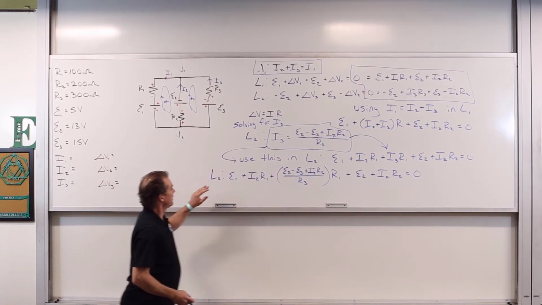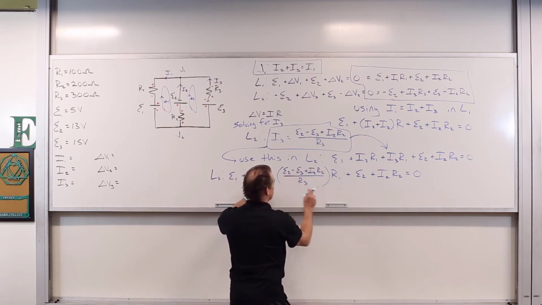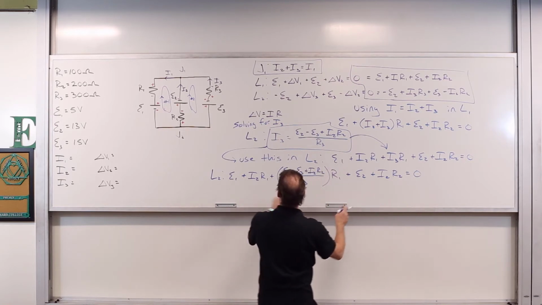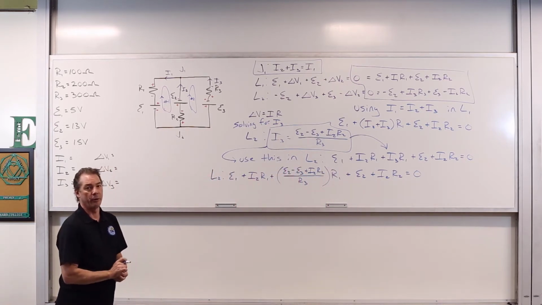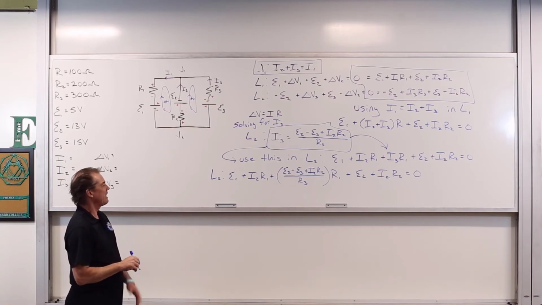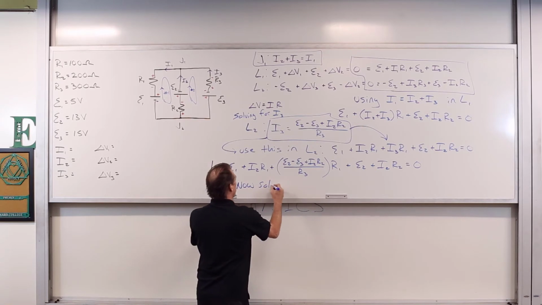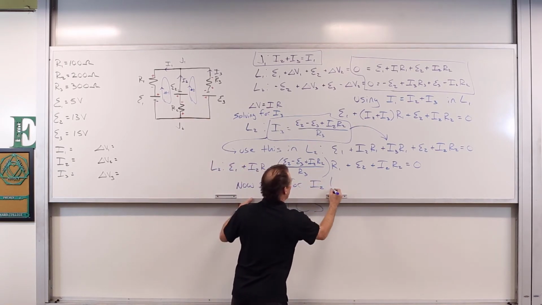Wow, look at this. Constant, constant, constant, constant, constant, constant, constant, constant, constant. What don't we know? Well, there's three terms that have I2 in it. I2 is what we don't know. Can we isolate it? Heck yeah, we can. Now solve for I2.